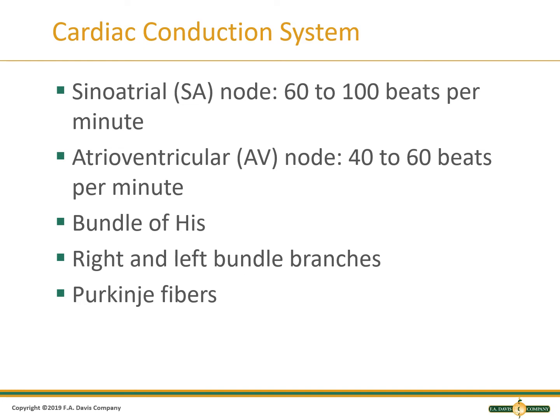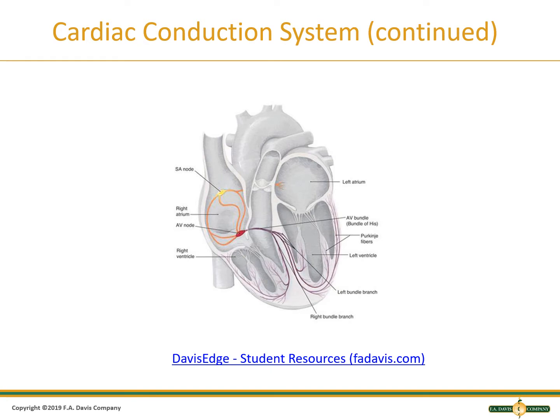The impulse picks up speed as it passes through the AV node and travels down the bundle of His, also known as the atrioventricular or AV bundle. The AV bundle branches into right and left bundle branches. The impulse continues to travel to Purkinje fibers, which causes the bilateral ventricles to contract almost simultaneously. Please refer to Figure 21.3 on page 342 in your books for conduction pathway. If you log into Davis Plus, you can visualize the electrical conduction system under the animation Cardiac Conduction.